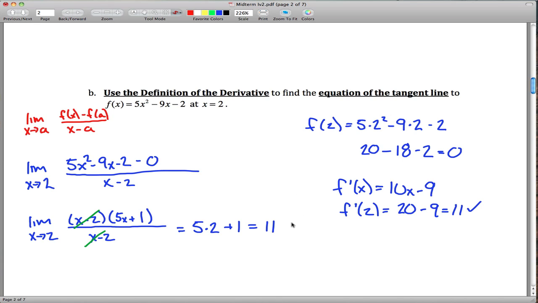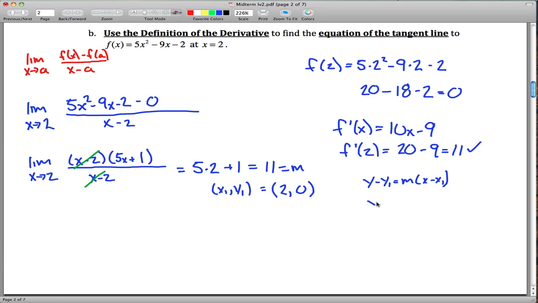But be careful, we're not just done yet. What we figured out is the slope, but this question asks for the equation of the tangent line. So really what we have is our m here. To find the equation of the tangent line, you also need a point, x1, y1. x1 is given to us as 2. y1 will be f of 2, which we figured out over here is 0. So now if we use the point slope form, we get y minus 0, which is just y, equals m, 11, times (x minus x1), which is 2. And if we distribute that 11 through, you get y equals 11x minus 22 for our final answer. And that is the end of question 1.